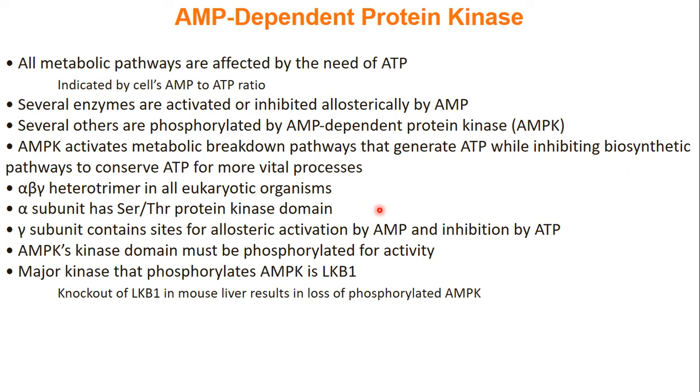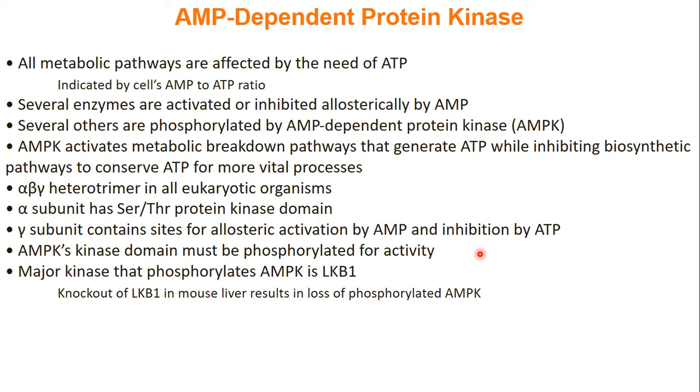Now, AMPK is an alpha, beta, gamma heterotrimer. So it's three different proteins making one protein, and each of the three subunits of that protein is unique. The alpha subunit has your serine threonine protein kinase domain. The gamma subunit has sites for control: activation by AMP and inhibition by ATP.